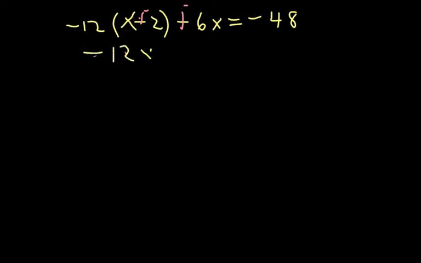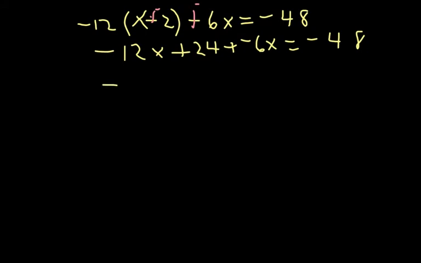Negative 12x plus negative 12 times negative 2 is 24, plus negative 6x equals negative 48. We can combine the negative 12x and the negative 6x, and the result would be negative 18x plus 24 equals negative 48.